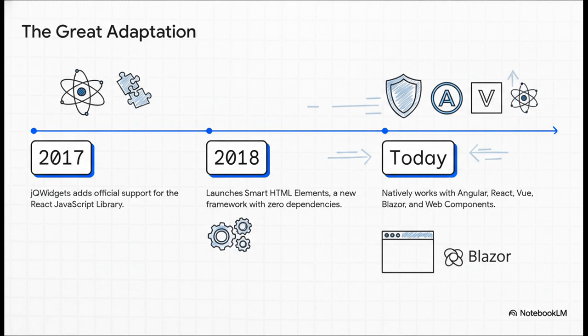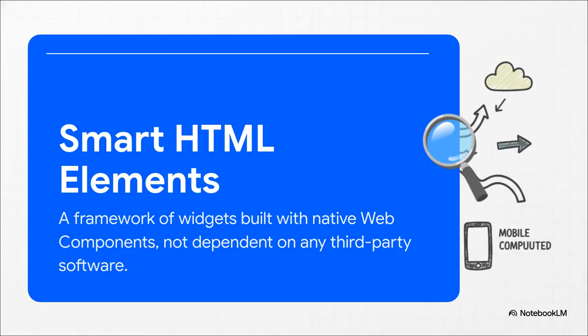So what did they do? In 2018, the team made an incredibly bold move. They launched a completely new successor. They called it Smart HTML Elements. And it wasn't just an update, it was a total reinvention. This time it was built using native web components, a standard that's baked right into the web browser itself. And that meant, and this is the crucial part, it had zero dependencies. No jQuery, no React, nothing. It could just work all on its own. This was a massive bet on a future where the web was more open and standardized.